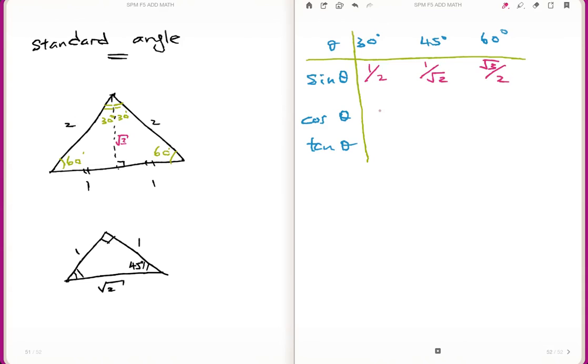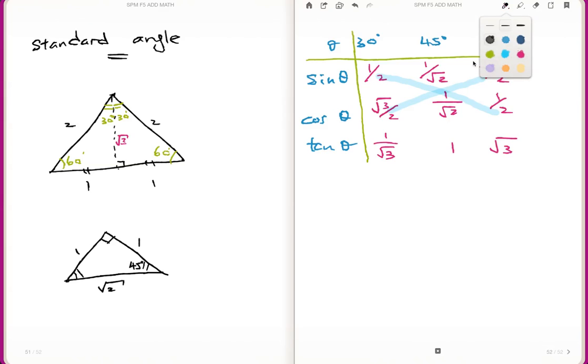The same goes with cos. This is root 3 over 2. This is 1 over root 2. This is half. Tangent, that will be 1 over root 3. This is 1. This is root 3. And you would realize sine 30 is equivalent to cos 60. You should have this in mind. It helps you to solve quite lots of questions.